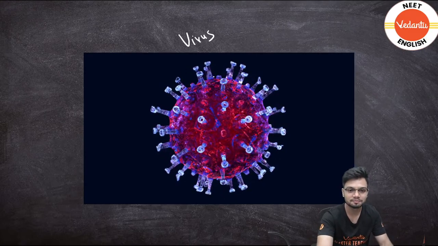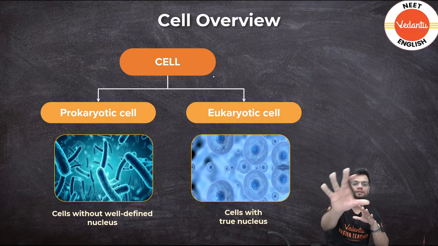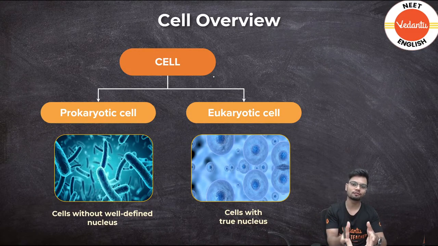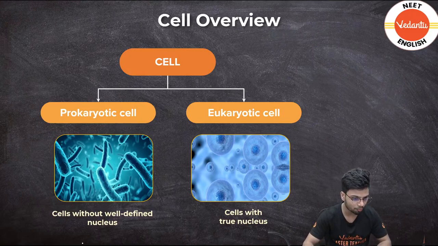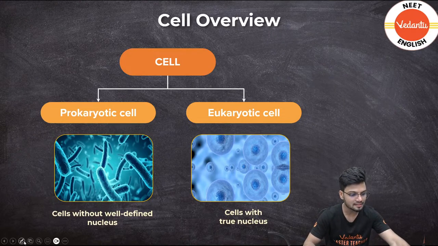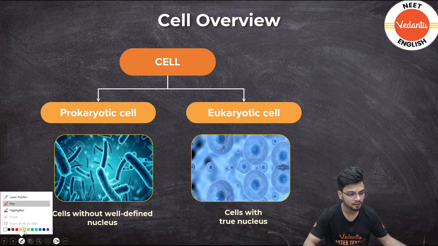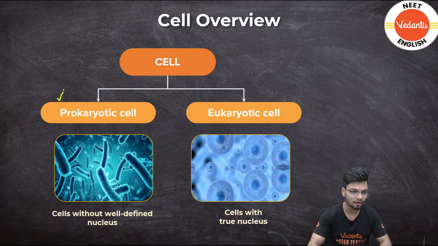Let's go to the next slide. Now, an overview of the cell. We'll have a complete overview of the cell now. All of us know the cell is completely divided into two categories. One is the prokaryotic cell. The other one is the eukaryotic cell.